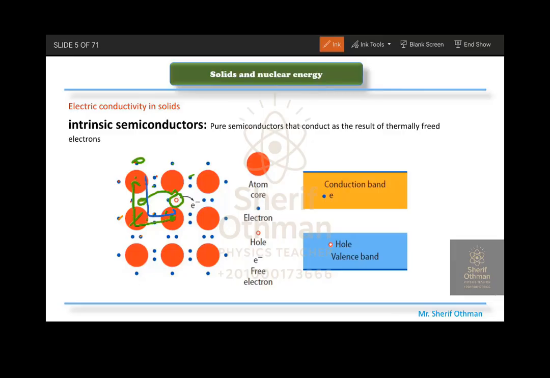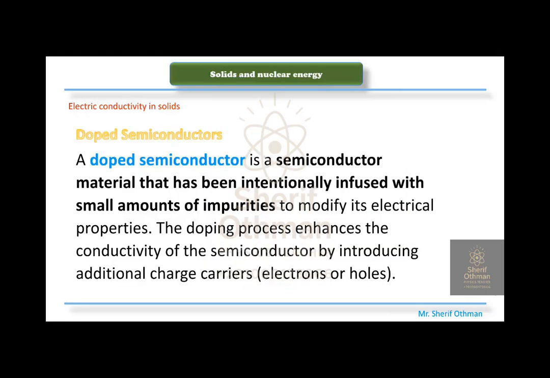But there is a certain condition to move the first electron: adding thermal energy. This thermal energy will make the electron gain an amount of energy to overcome the forbidden gap and jump from the valence band to the conduction band. So I need to make it easier without adding thermal energy. I need to make the electron free. I need a free electron or a free hole to make the movement of electrons without adding any thermal energy.